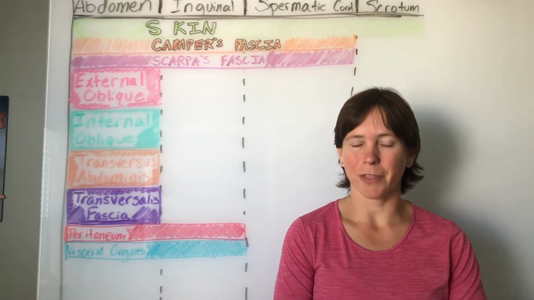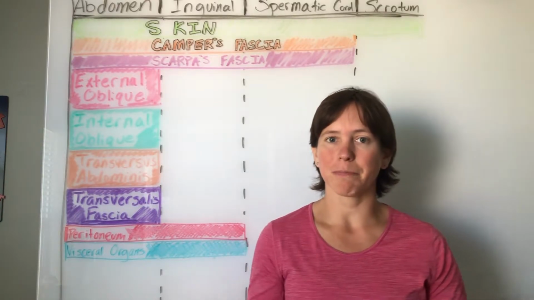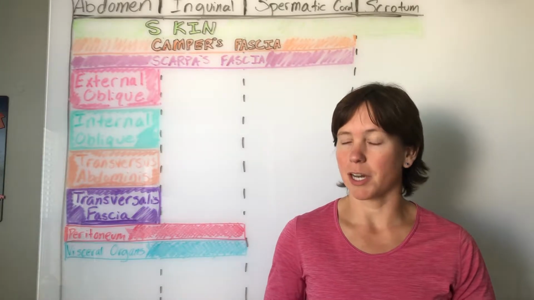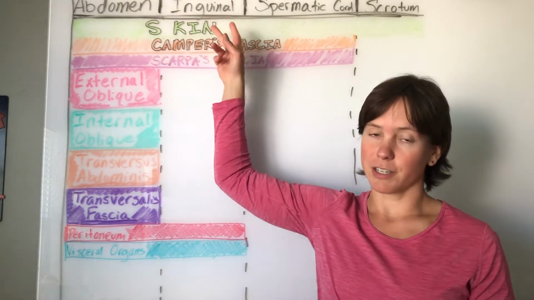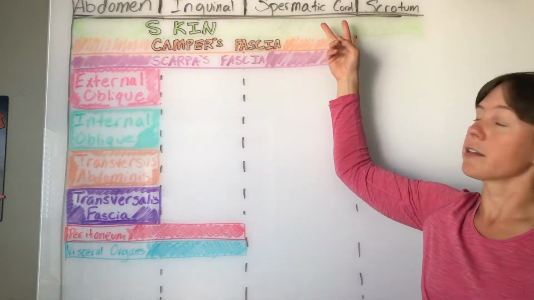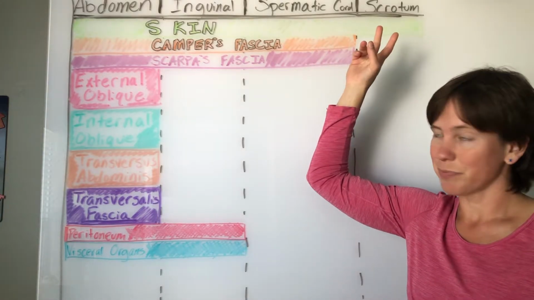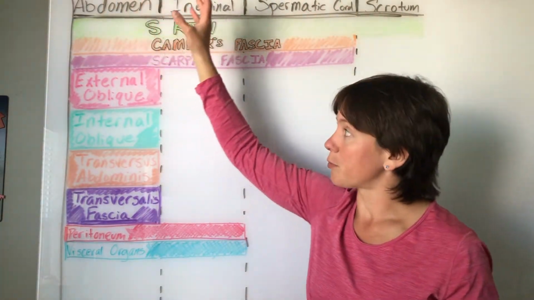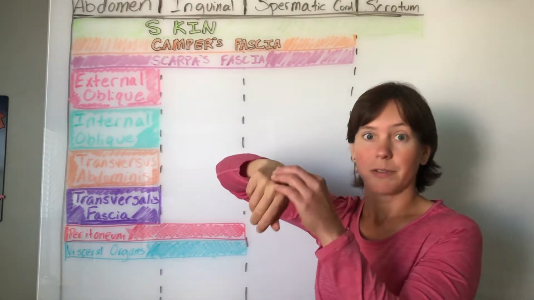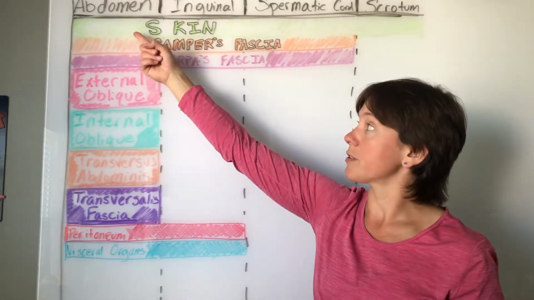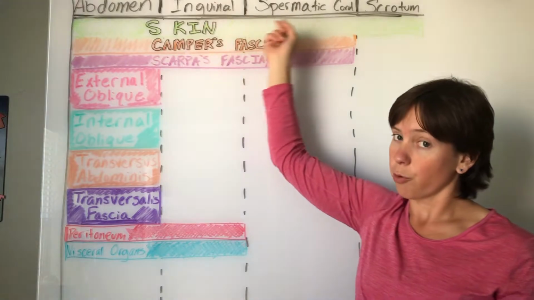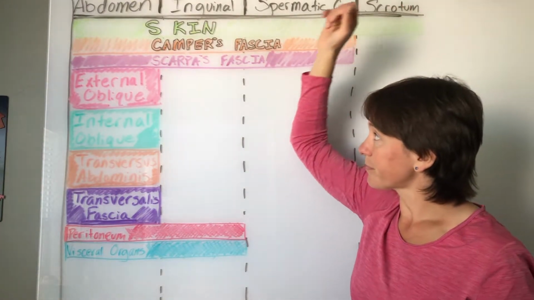Today we're going to talk about the continuity between the different regions, from the abdominal region to the inguinal to the spermatic cord and finally the scrotum. So starting in the abdominal region, of course on top of every human we're going to have a big layer of skin, and this is going to traverse through all of these regions.